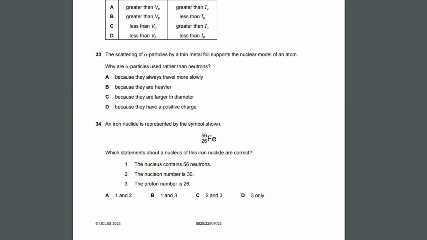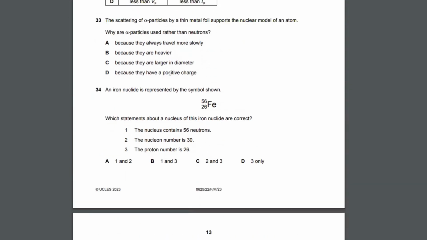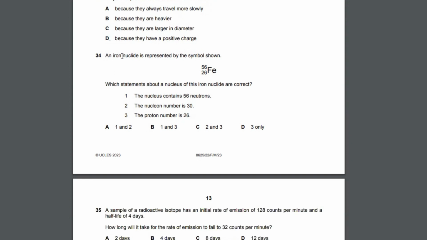That's why we can say that the center of the nucleus is positively charged, because we used a positively charged alpha particle and they both deflected. They both started to repel each other. So the answer is D.